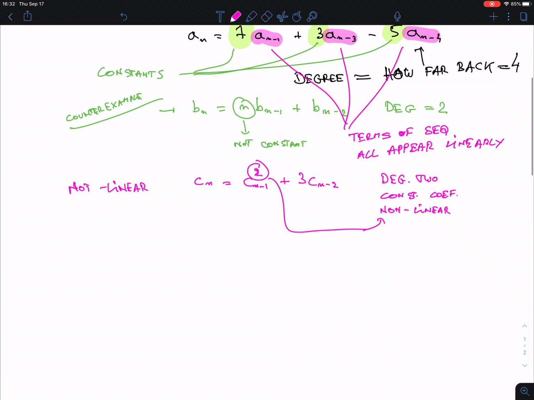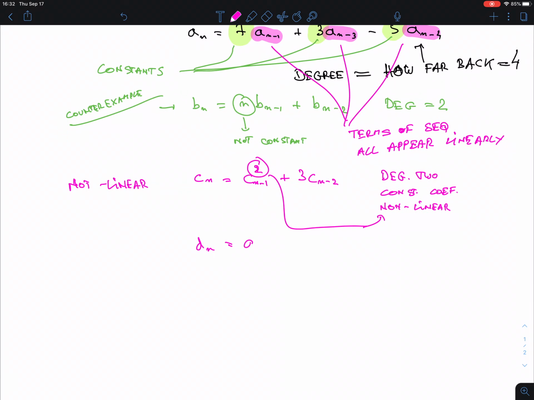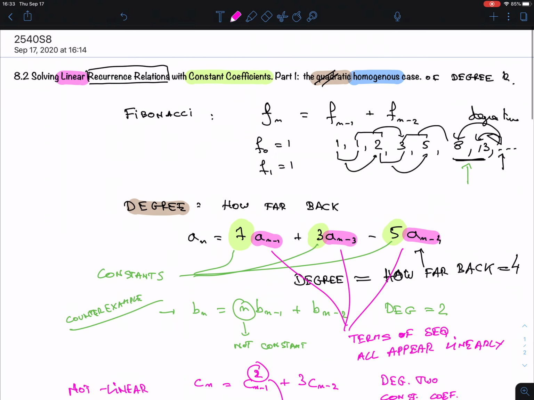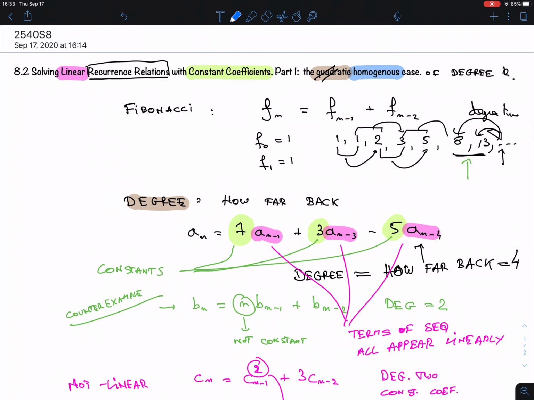And another example would be, for instance, if I would do, say, Dn = Dn-1 times Dn-2. Now, granted, each term is separately linear, but we multiply them, so the whole thing is not linear. Okay, so this is not linear either, because we have multiplied the terms. So you see, it's already quite restrictive, this thing. And I have not talked about homogeneous yet. So now, what does this homogeneous mean?